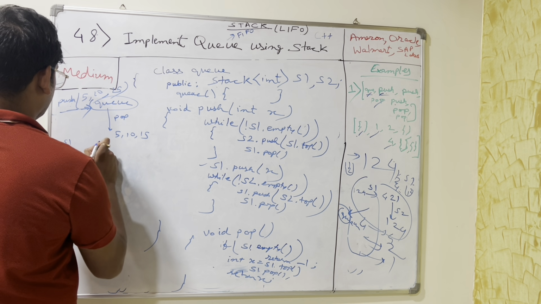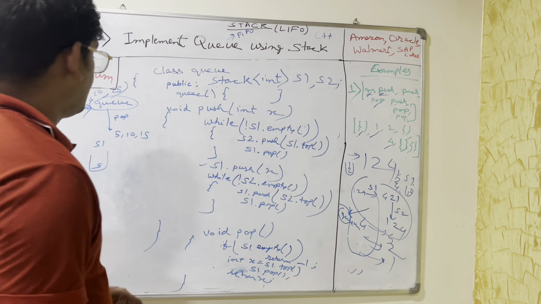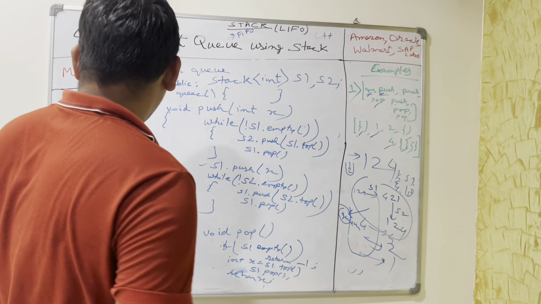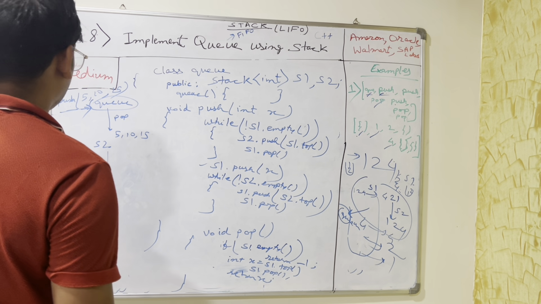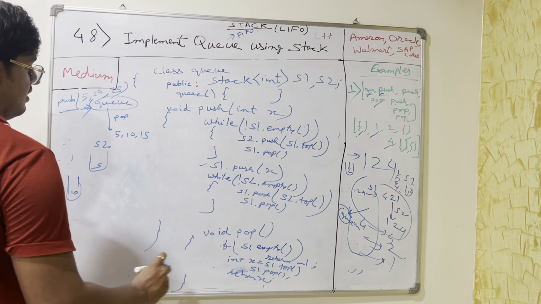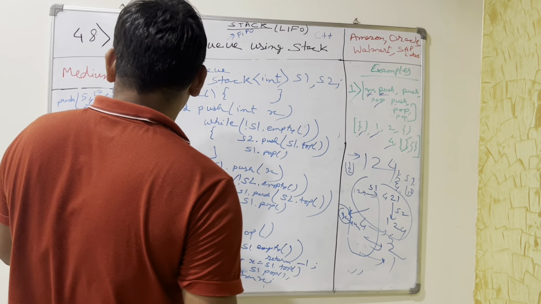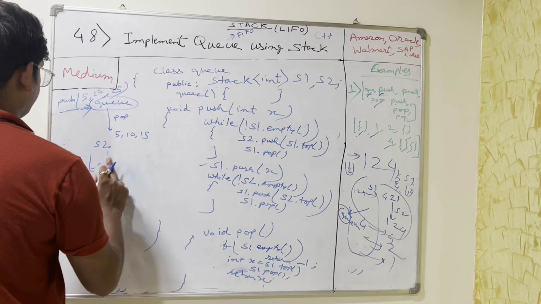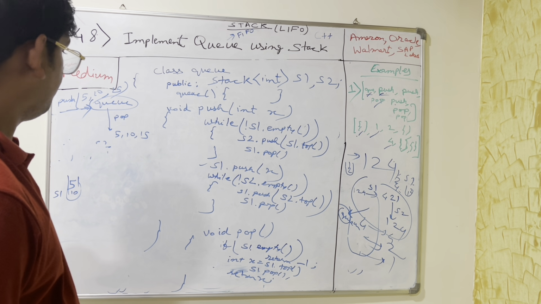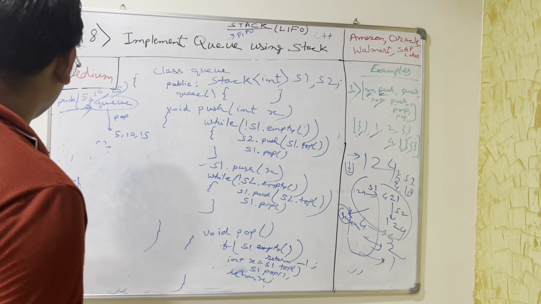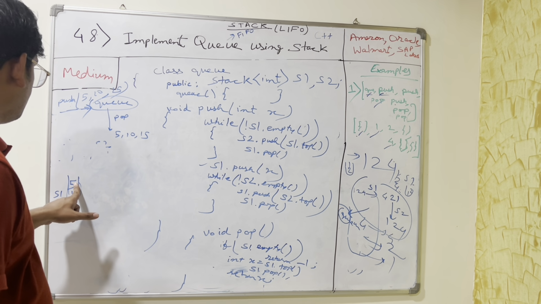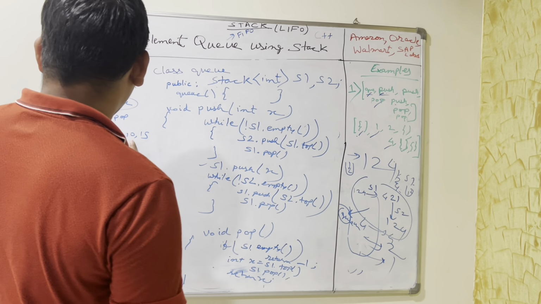When 10 comes, S1 is not empty, so we insert 5 from stack 1 into stack 2, and then stack 1 becomes empty. Then we push 10 in stack 1, and then we push what was there in stack 2, which was 5. So again it becomes this order: 5, 10. If we return from the top, 5 would be returned, right? So this order is maintained.